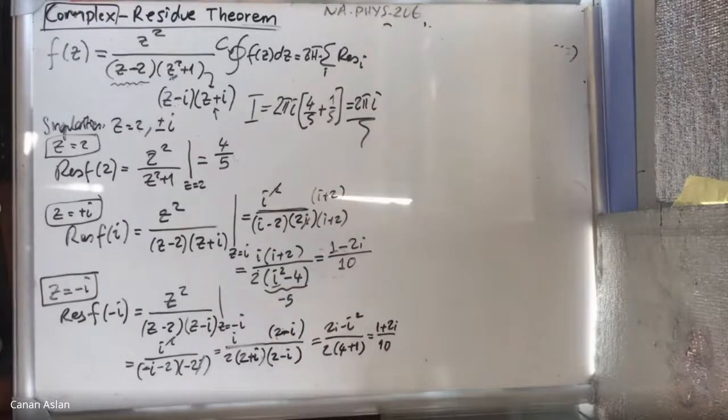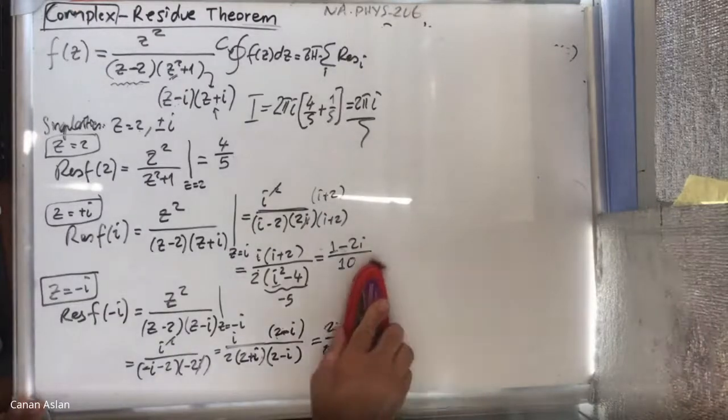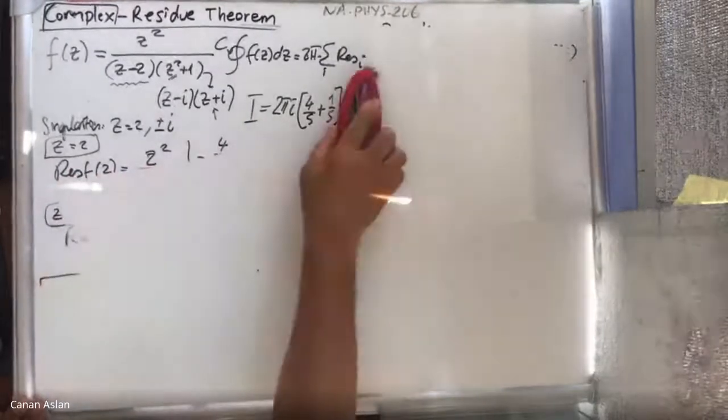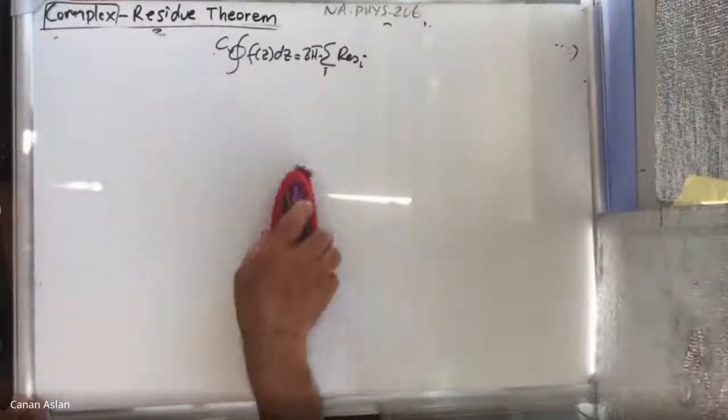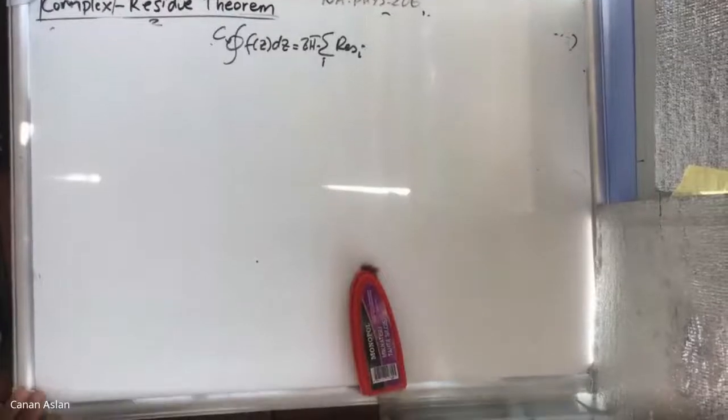So we just completed the whole example, and the result is just 2 pi i. We can now go to another problem, because the more problems we solve, the better understanding we will have. So we will go problem by problem, and the equation will be kept there.